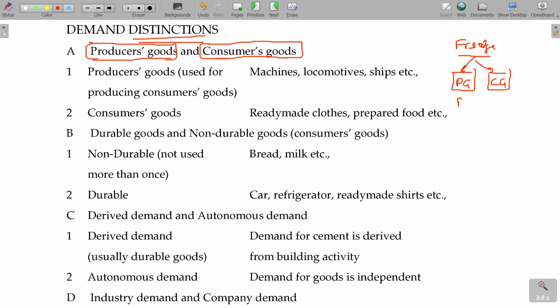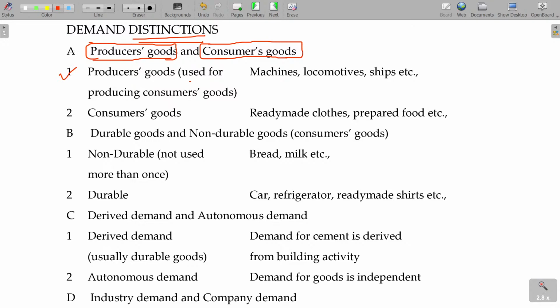What about the petty shop? For the petty shop owner, the fridge is a producer good. He keeps all the cool drinks in his refrigerator to do the business, right? So the commodity could be either a consumer's good as well as a producer's good. If you are using this for your consumption purpose, then it's called a consumer's good. Or if you are using the same for manufacturing subsequent goods, then it is called a producer's good, right?